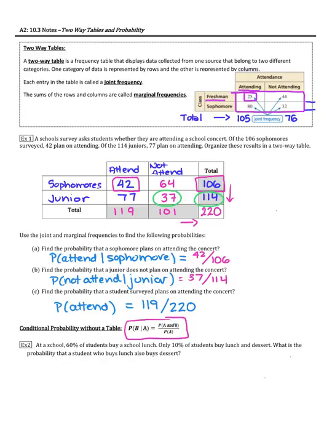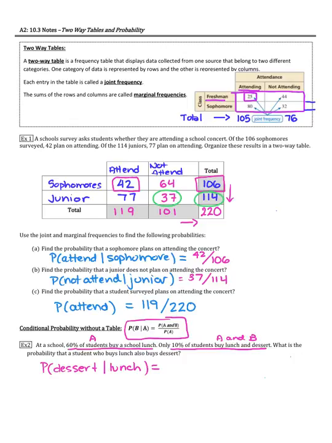So at a school, 60% of students buy a school lunch. That is going to be our event A. Of those students, 10% buy both lunch and dessert. So this would represent A and B happening. What we want to know is the probability that a student who buys lunch also buys dessert. So this is the probability that you're going to buy dessert given we know you already bought lunch.